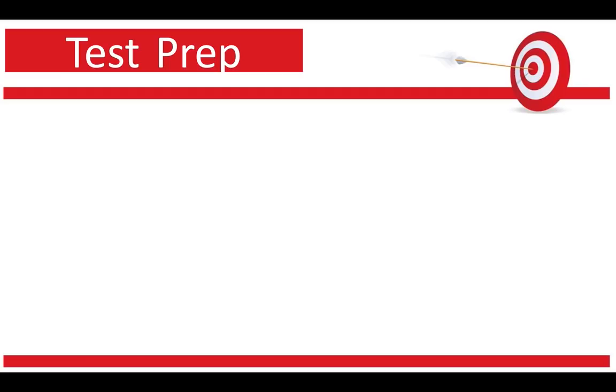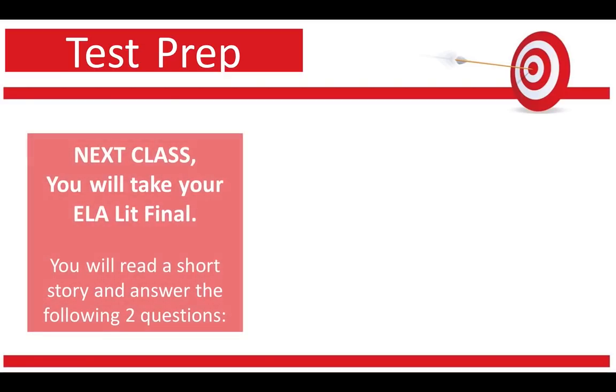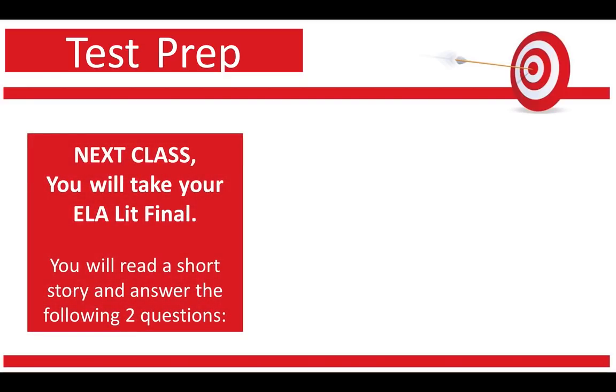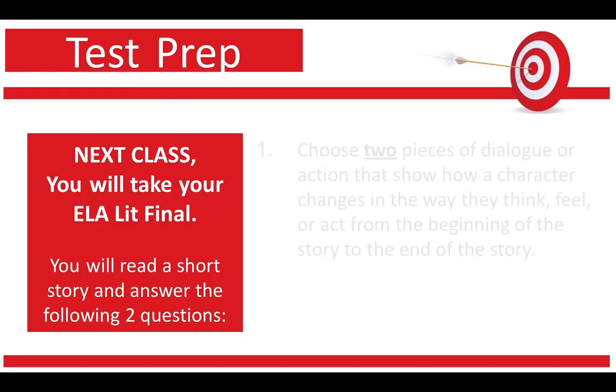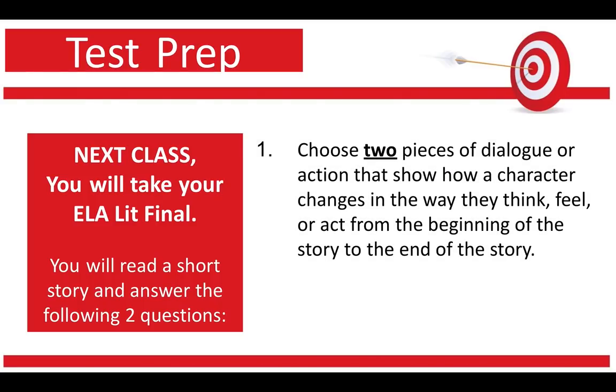So you've done your little quick write. Now the test prep, the final practice for our lit final. Next class, you are taking that lit final. You will read a short story and answer the following two questions. First, choose two pieces of dialogue or action that show how a character changes in the way that they think, feel, or act from the beginning of the story to the end of the story. So you're thinking about a character and how they change.